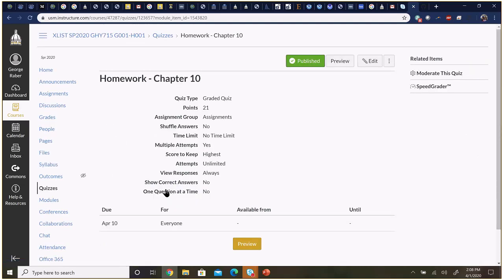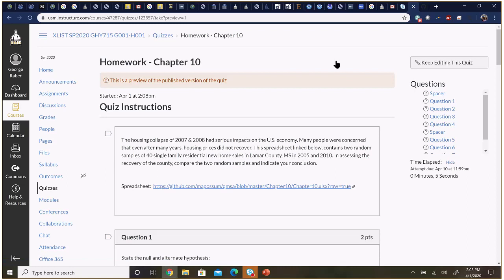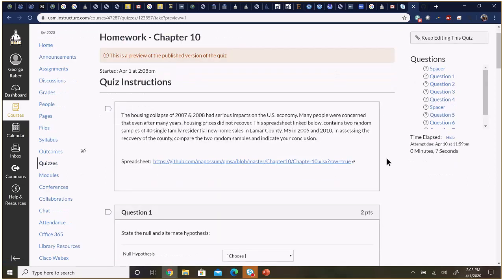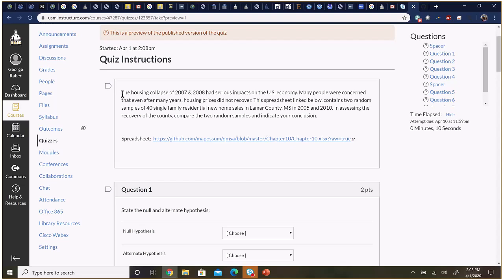Canvas calls anything like this a quiz, but this is basically your homework, okay? So I'm going to hit preview here, and that way I'll see what you see when you go to test it. This is the question that was originally in the homework. I modified it a little bit, changed the data up. The data can be found here. I'm going to make it so that all the data will be up on GitHub, and I've separated it out by chapter so that you can go specifically to the spreadsheets that you need, rather than asking which spreadsheet it is that you need to find.